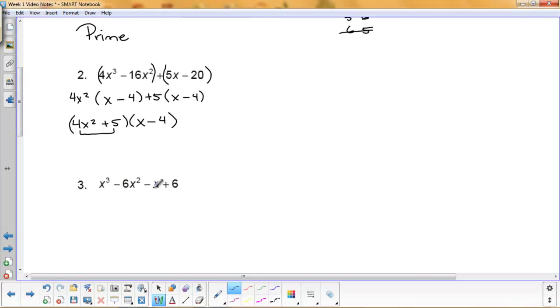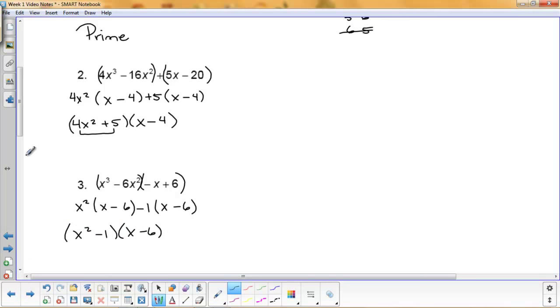Again, there's no GCF here, but I do see the four terms, so I'm going to give four-term grouping a try again, and it's going to be x squared times x minus 6, and then I'm going to factor out that -1, because see how this one is a minus and that one's a plus. I've got to factor it out so they're the same, and that's going to give me x minus 6, and then I get x squared minus 1 times x minus 6.